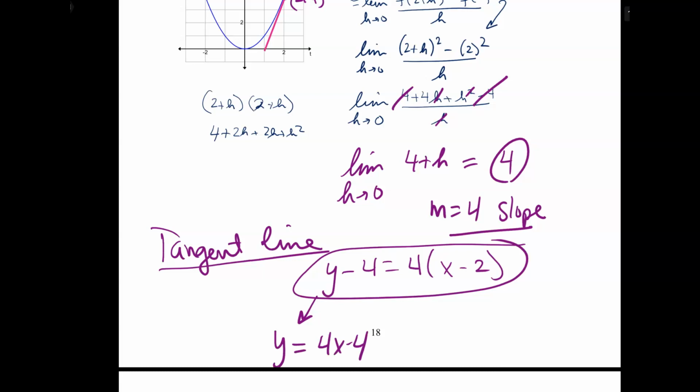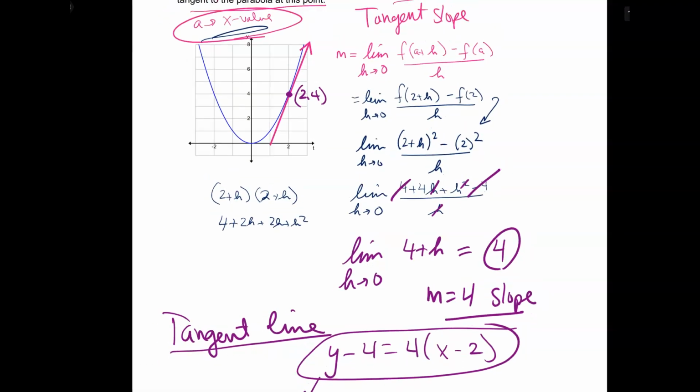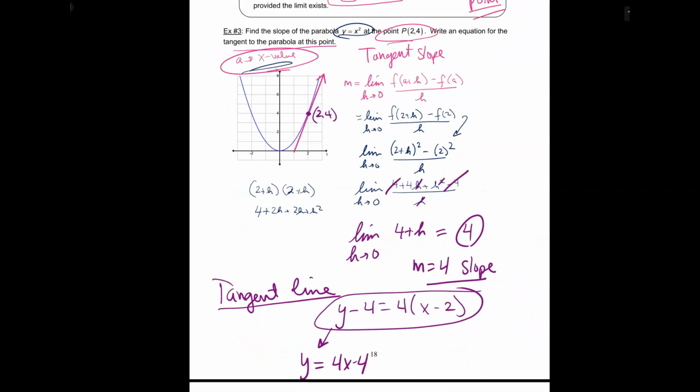m equals 4? How do you get that m equals 4? Okay, I'm gonna stop you.